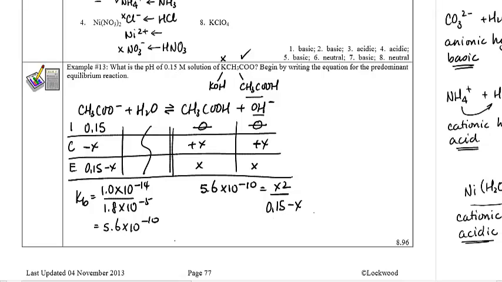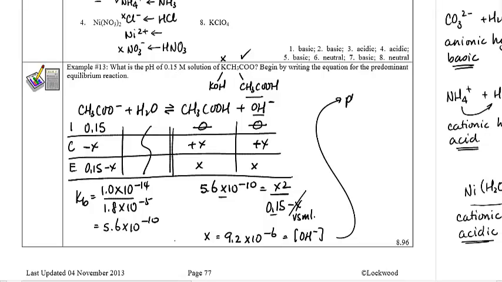Now because the 0.15 is significantly bigger than our Kb, then we can be safe in assuming that the value of x is going to be very small and therefore negligible. So if we were to solve this, x turns into 9.2 times 10 to the minus 6, which is the concentration of the hydroxide ion. So if we now take our pOH, which is negative log of 9.2 times 10 to the minus 6, we end up with the value of 5.04.